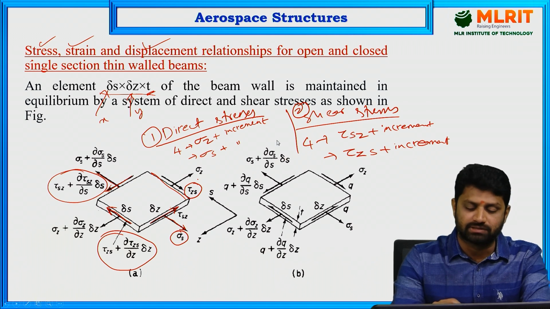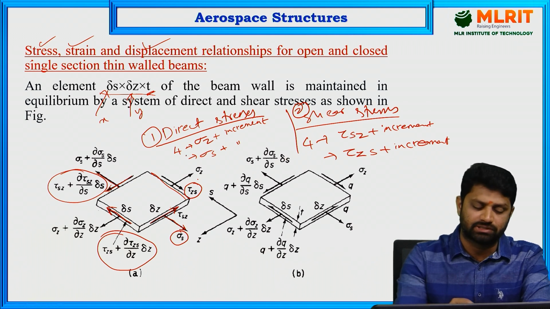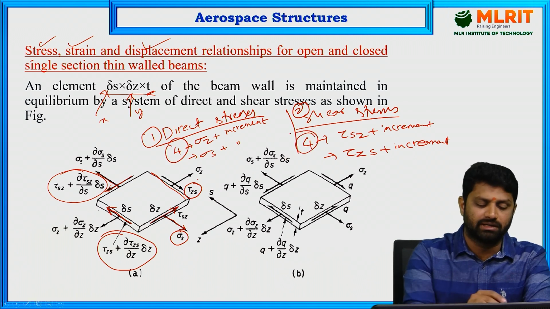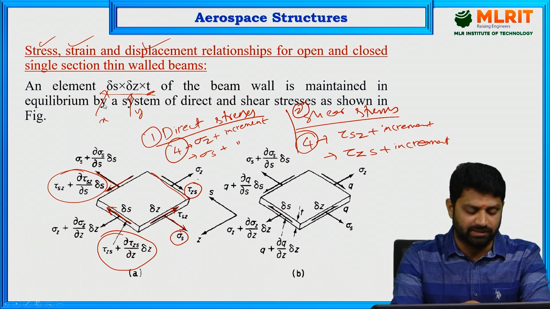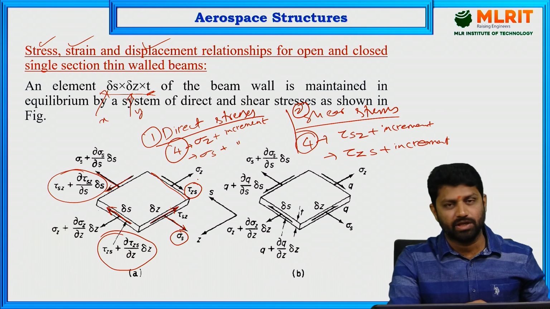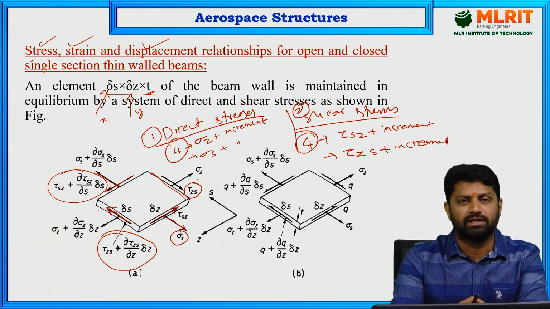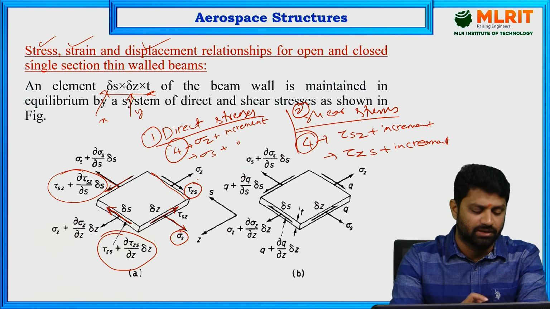So totally there are four direct stresses and four shear stresses that we are representing on the element delta S cross delta Z cross T. This is what we understand from the bending and shearing actions that simultaneously act on any beam element.